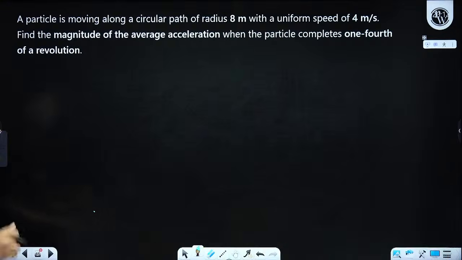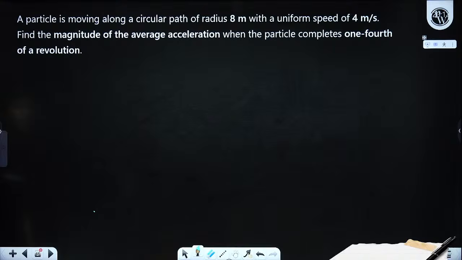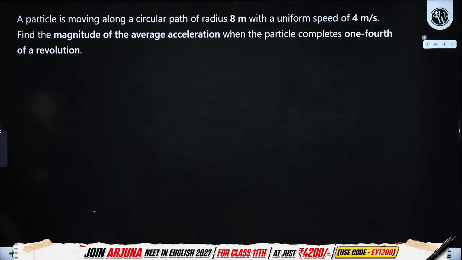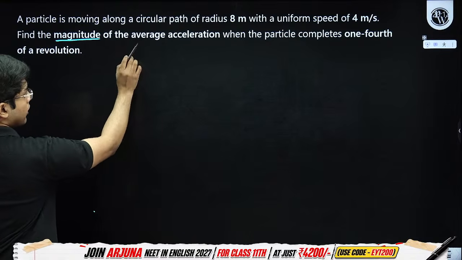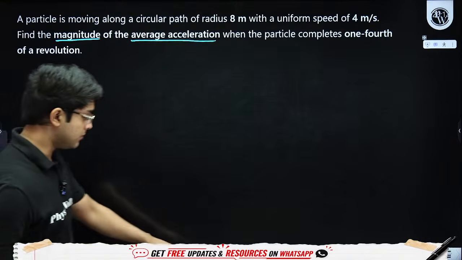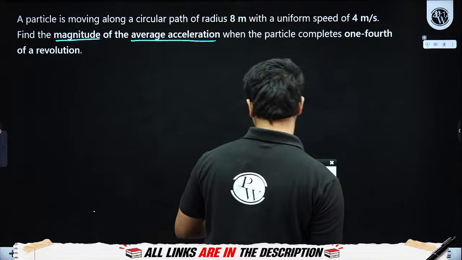We have this question. A particle is moving in a circular path, radius 8 meters, with a uniform speed of 4 meters per second, and you have to find the magnitude of the average acceleration when the particle completes 1/4 of the motion.